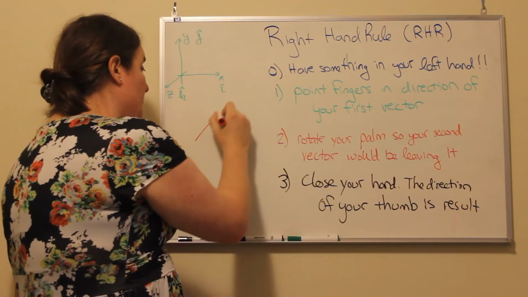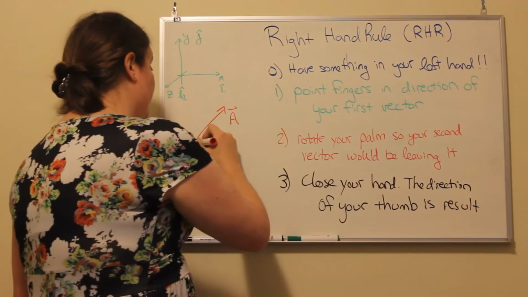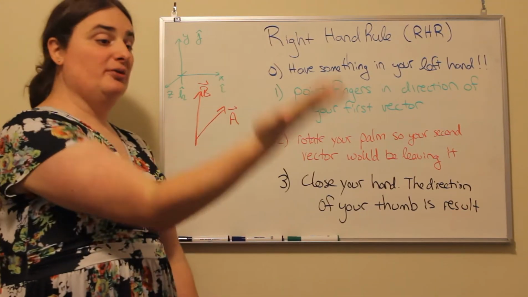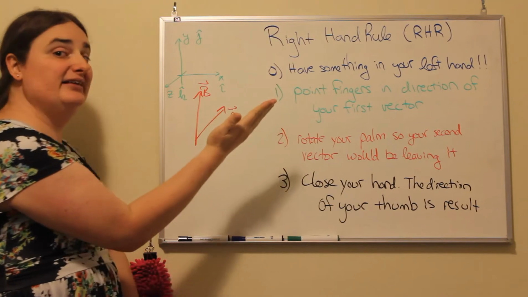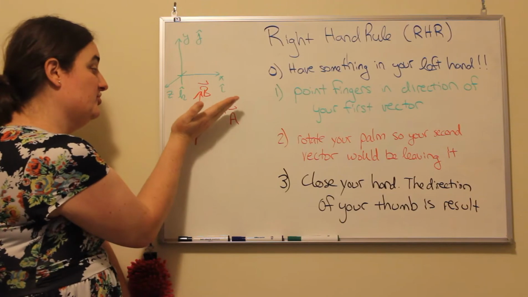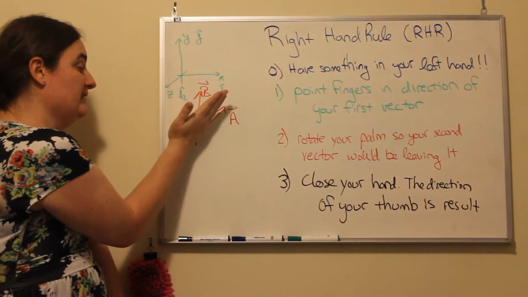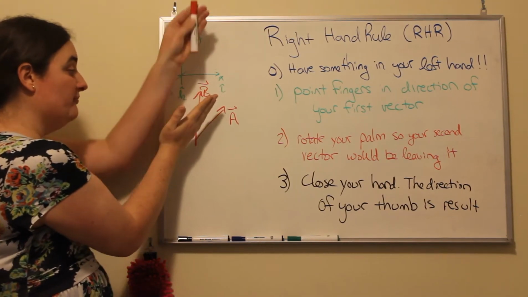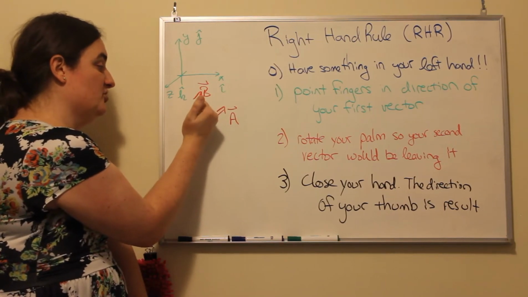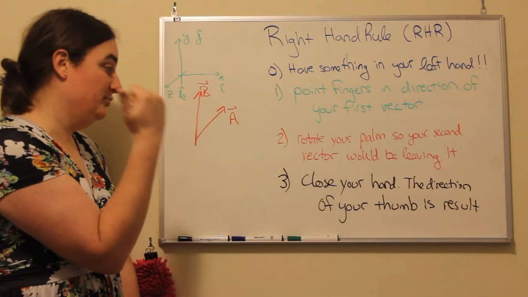So, for example, say there's my first vector. And that's my second vector. So my fingers are going to line up exactly like that first vector. Then I want to rotate my palm so that however I would have to rotate it, vector B would be coming out of my palm. The second vector is coming out of my palm, and then I close my fingers from A to B, and the thumb points in the direction of my result.